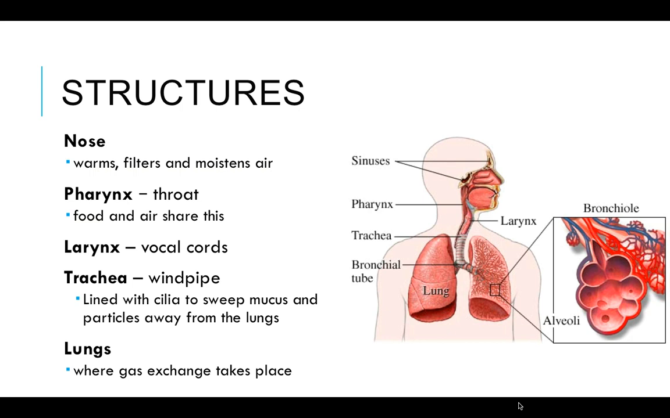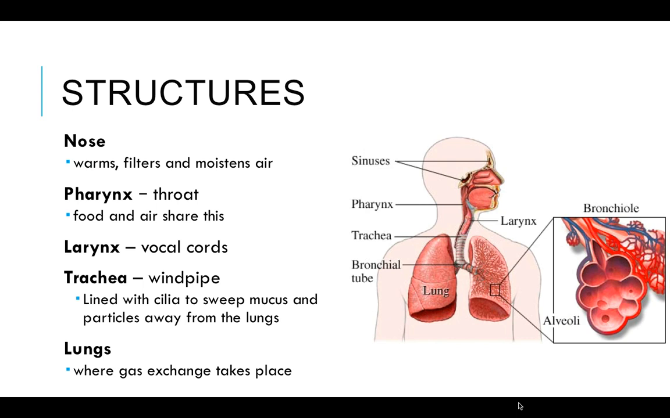Then through the pharynx. Pharynx is the same as the throat, and food and air share this passageway. Then down to the larynx. Larynx is the same as the vocal cords. Only air should go here. And of course, you need this when you're talking.